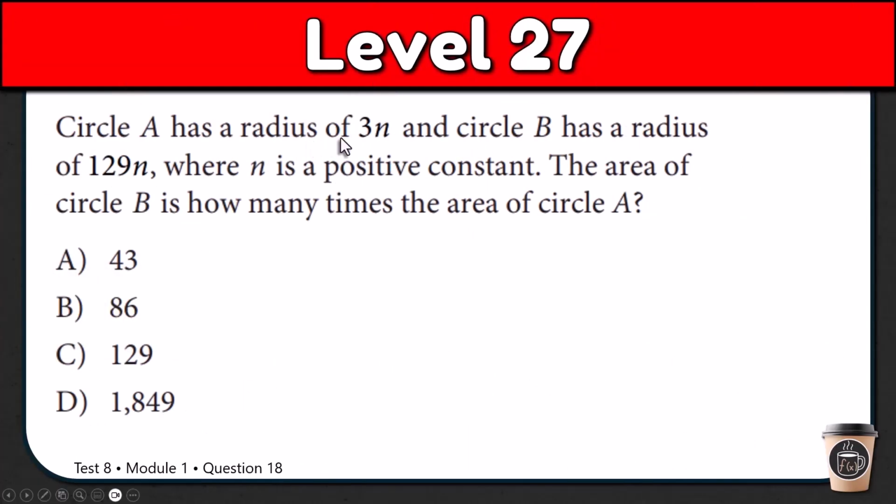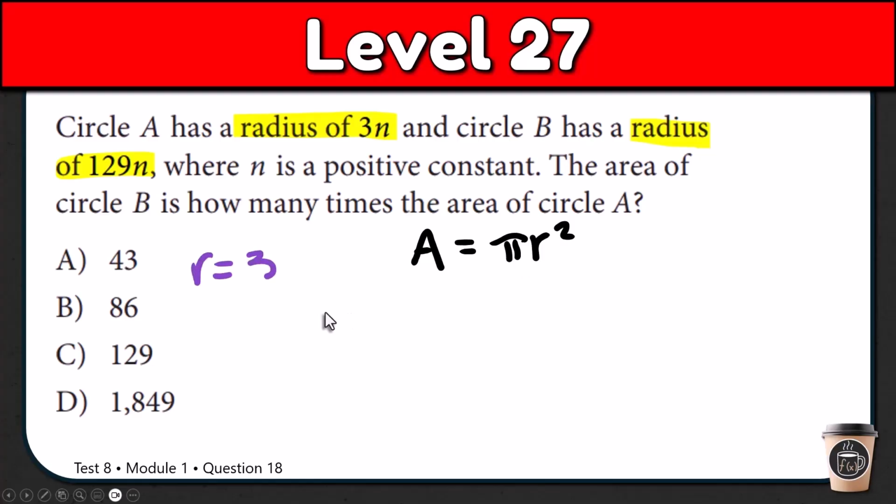So we have a circle that has a radius of 3n and another circle that, it's obviously bigger, has a radius of 129n, where n is a positive constant. The area of circle B is how many times the area of circle A? The trap here is going to be to divide 129 by 3. That's not what's going on. You've got to look at the area formula. Area is pi r squared.